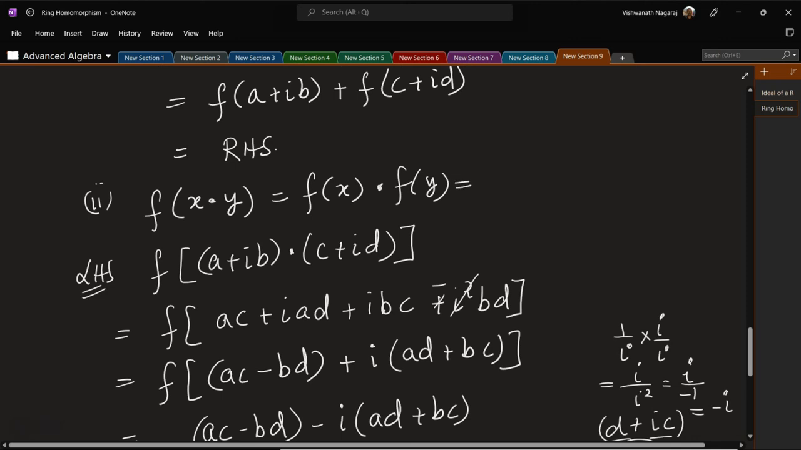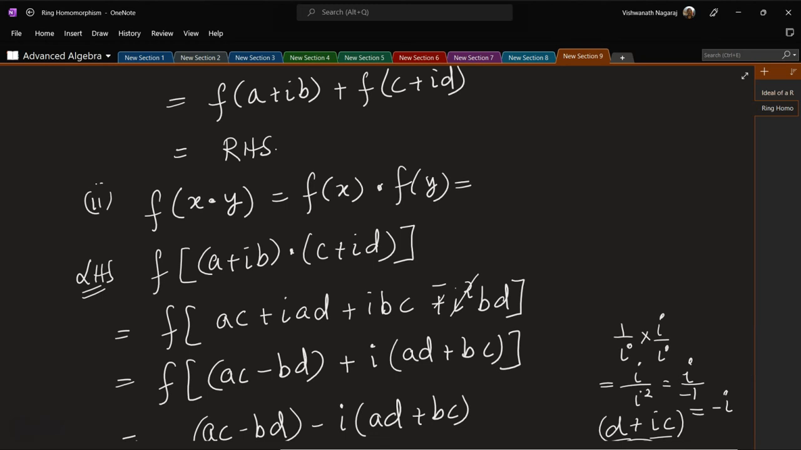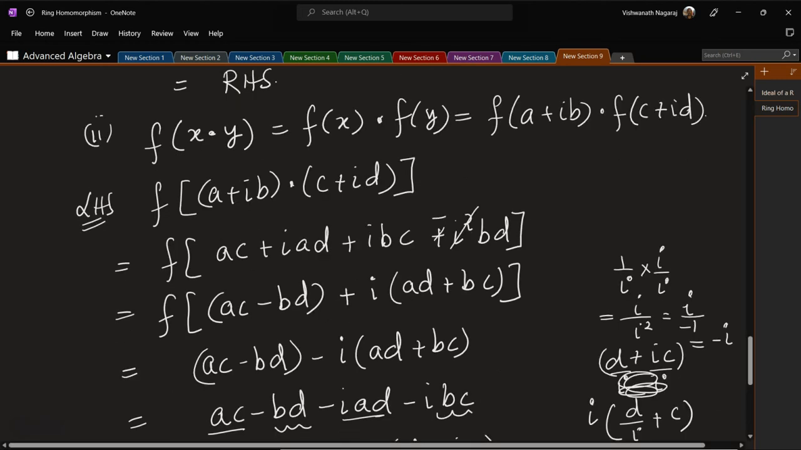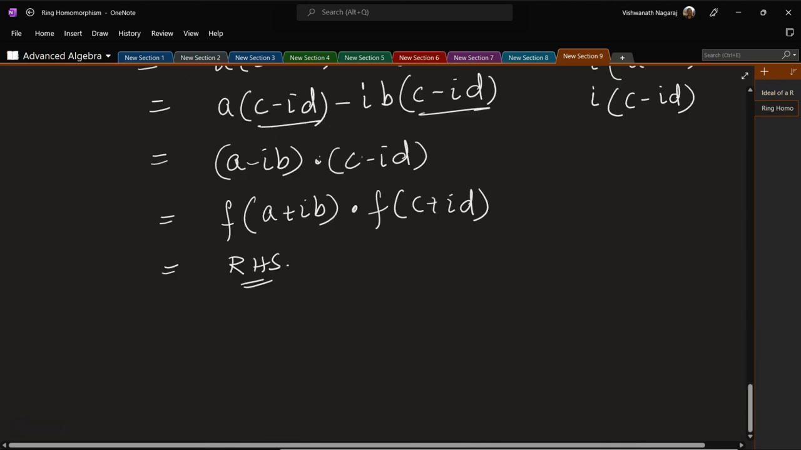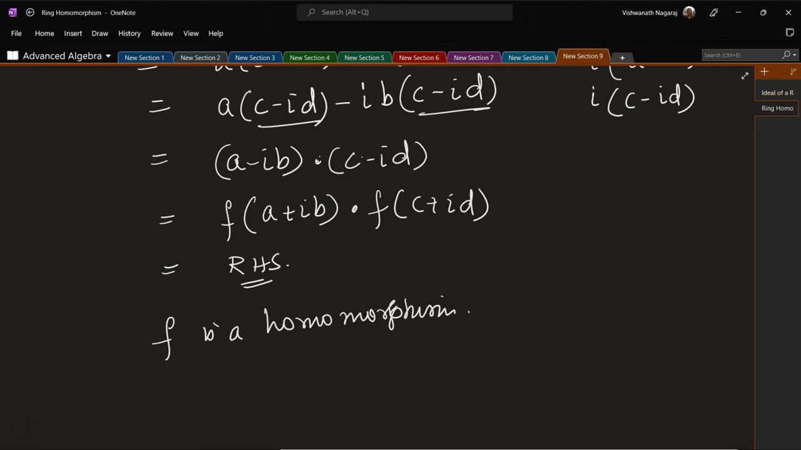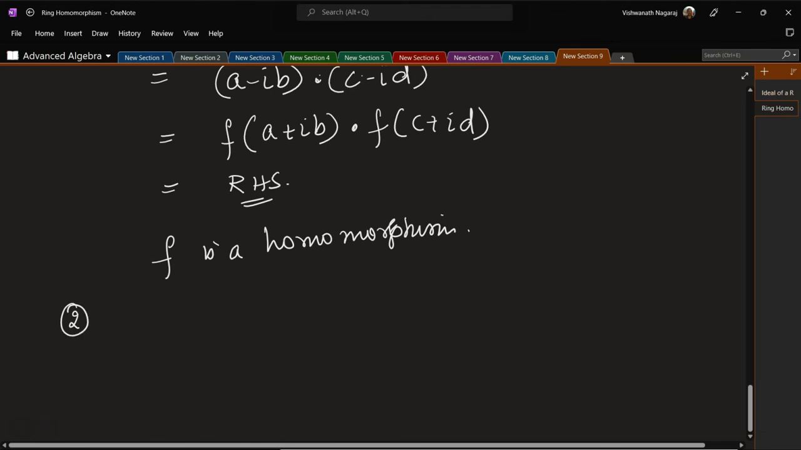Again, I didn't mention or expand the necessary substitution. So this would be f of x is f of A plus iB times f of C plus iD. Just substituted x and y, which is the RHS. So therefore both the conditions are satisfied. So we can say f is a homomorphism. Now whether it is an isomorphism or not, you will have to check whether it is one to one and also onto.